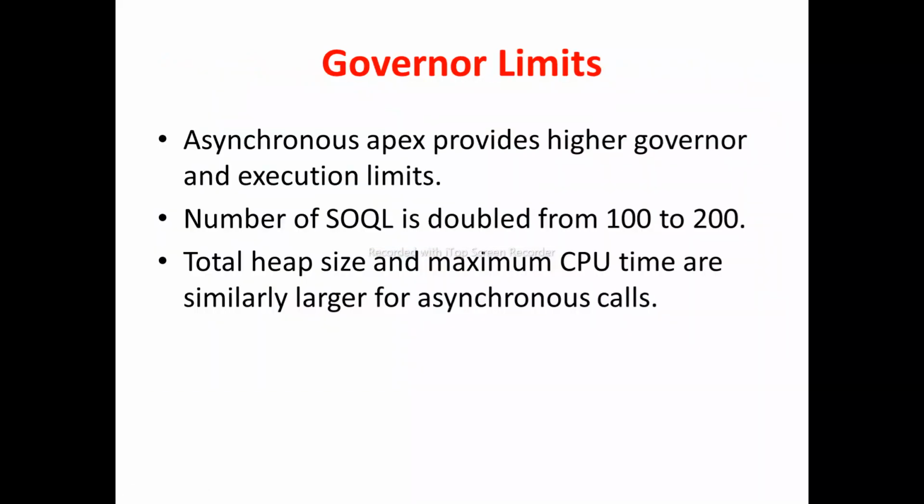Next topic is governor limits of asynchronous programming. Asynchronous Apex provides higher governor and execution limits. The number of SOQL queries is doubled from 100 to 200, and total heap size and maximum CPU time are similarly larger for asynchronous calls. These three are the governor limits of asynchronous programming.